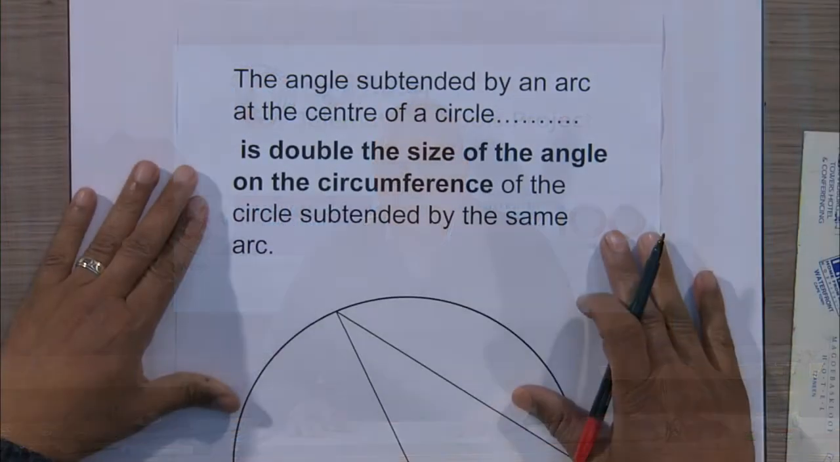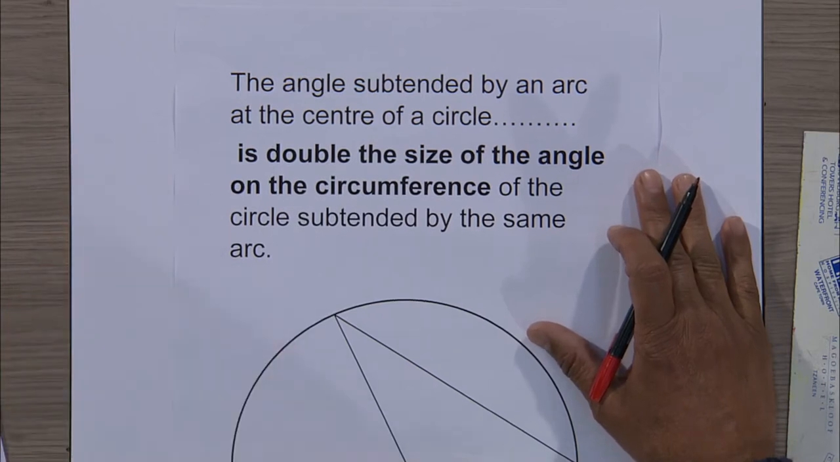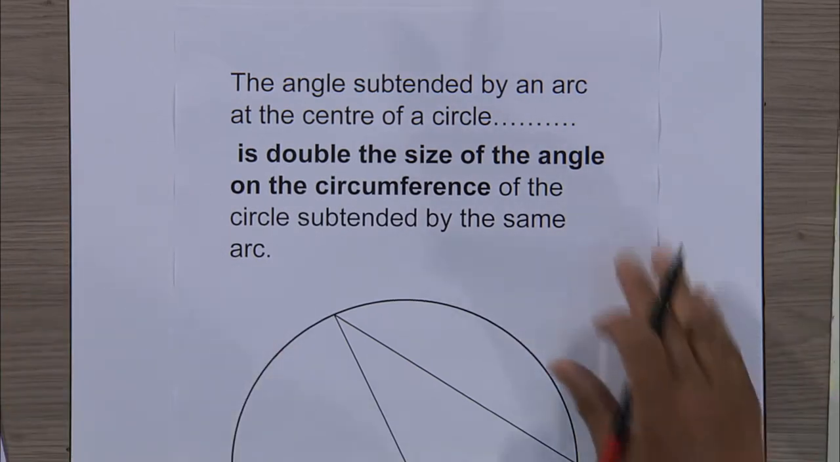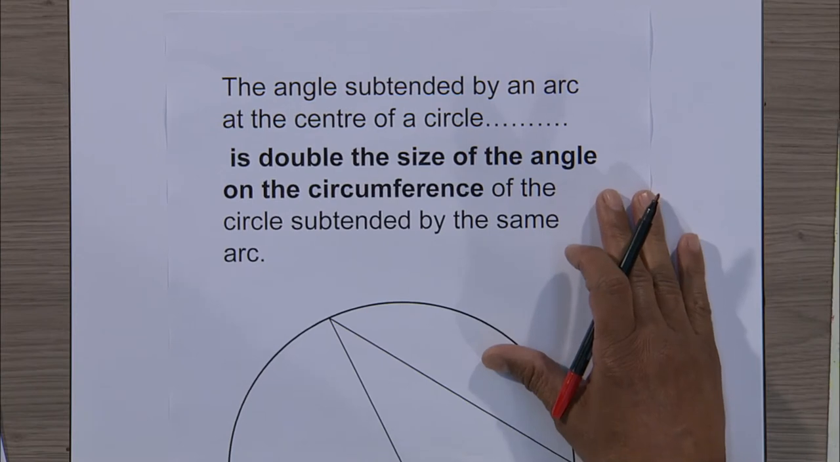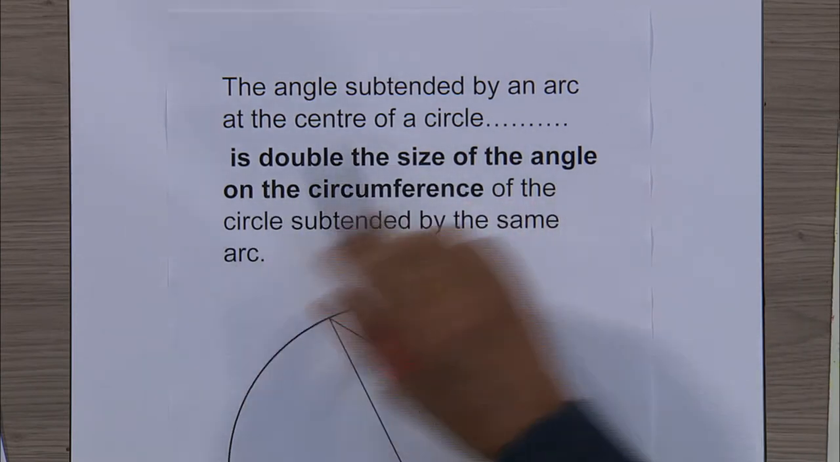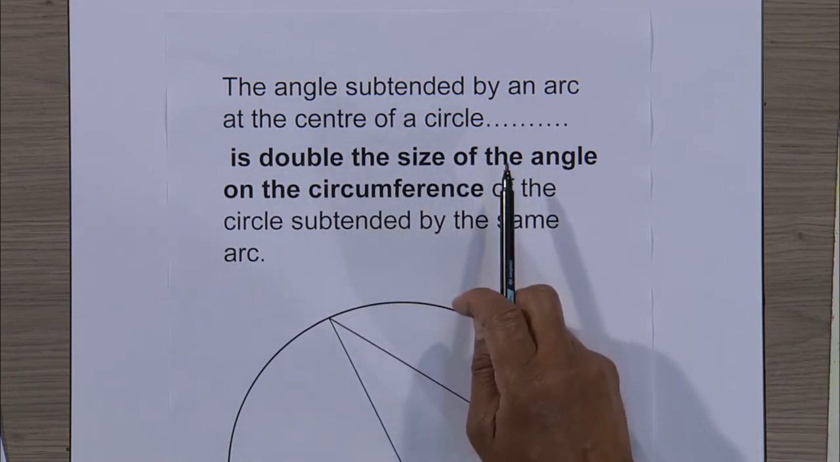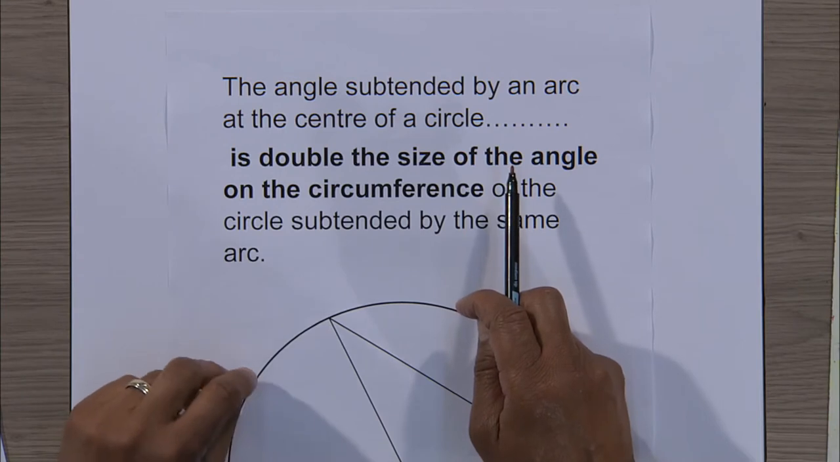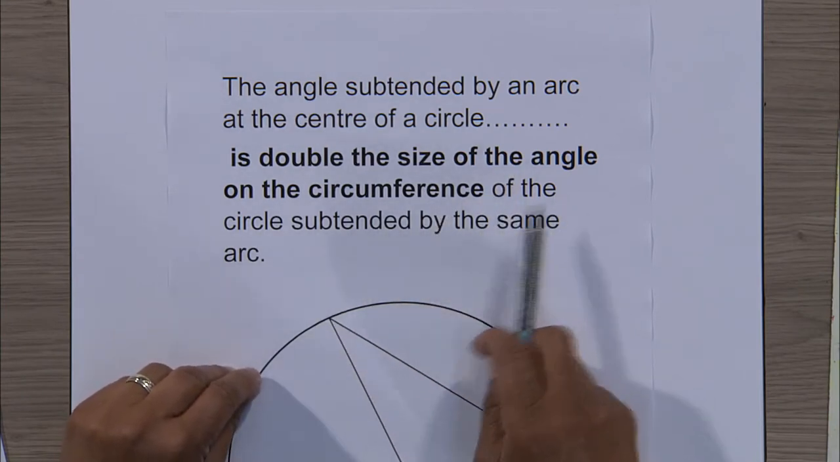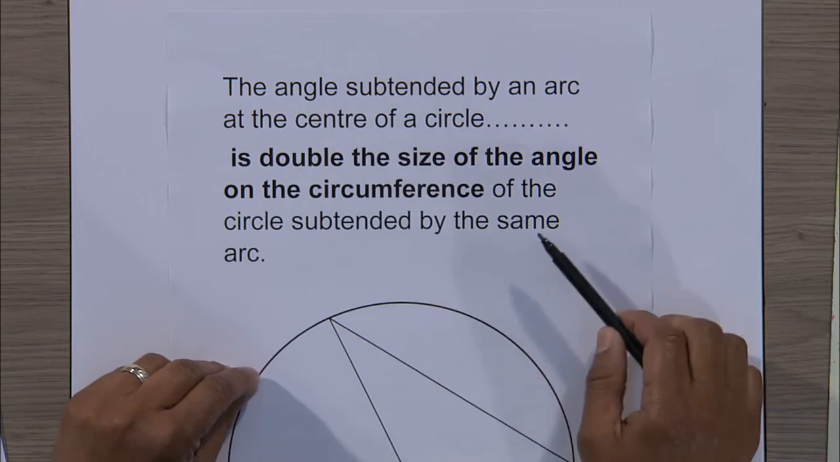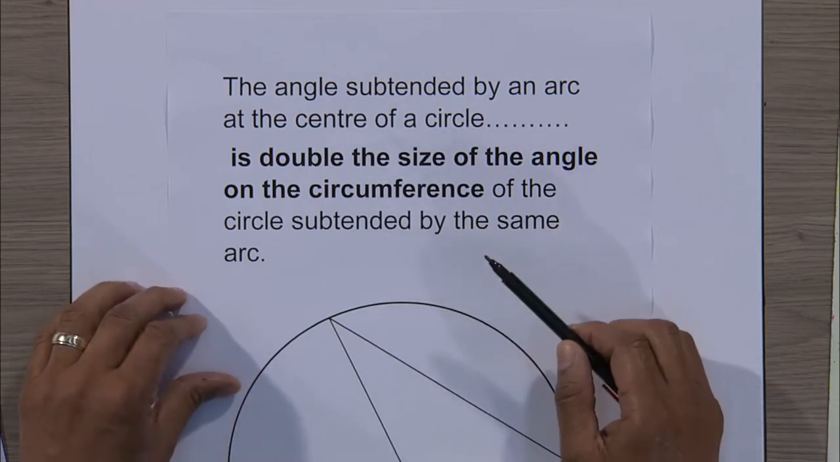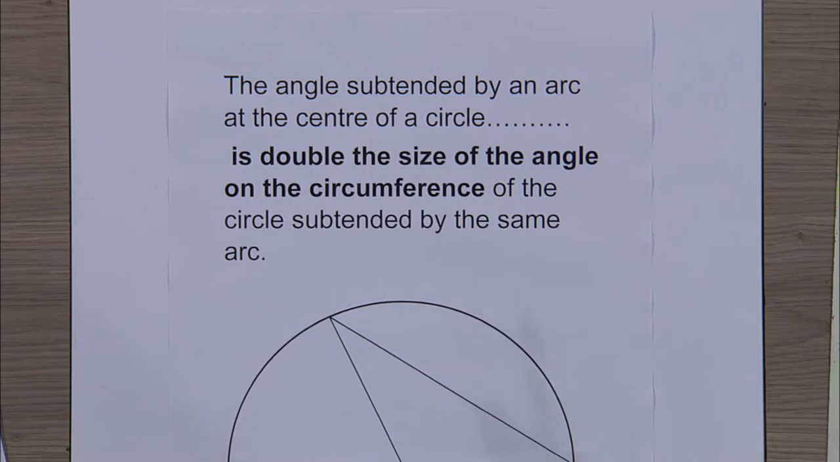The second theorem that can be examined is this one. Again, look at the structure of the theorem. The statement is made that the angle subtended by an arc at the center of a circle, and this is the part that we have to prove, is double the size of the angle on the circumference of the circle subtended by the same arc.